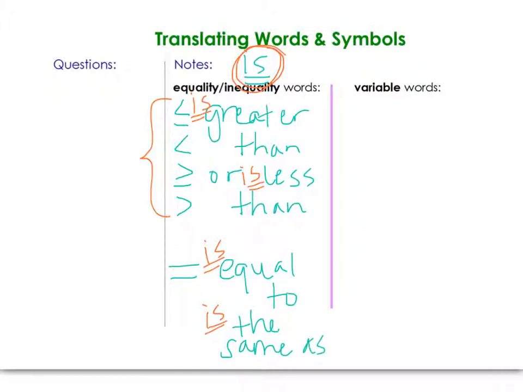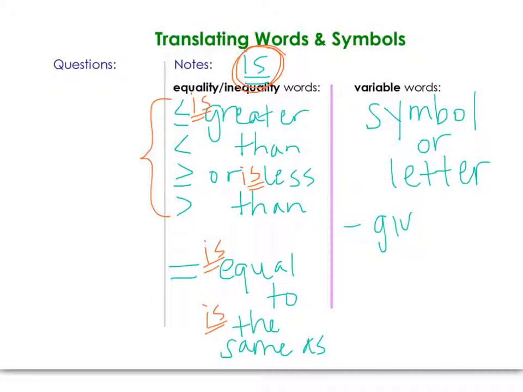So take a minute to write these down. You can press pause if you need to, and we're going to go to variable words. These mean you want a symbol or a letter. So maybe I could say, give me some number. Or the value. Or sometimes I may just tell you what letter to put there, and I may just tell you what symbol to use.